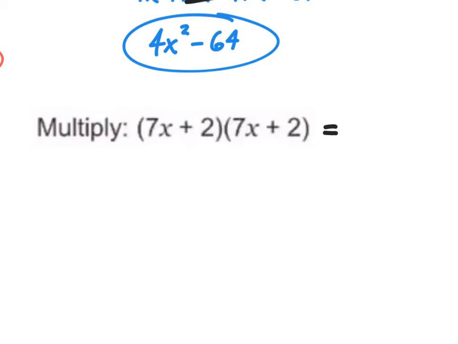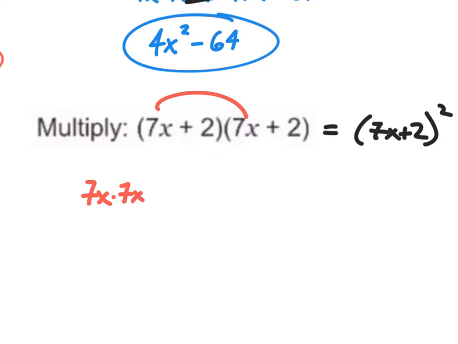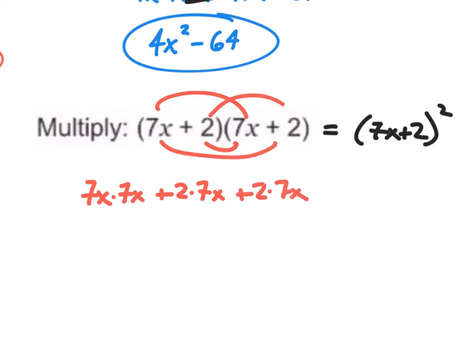I could rewrite this as 7x plus 2, the whole quantity squared, okay? But if we're going to multiply this out, then we need to write it as two binomials. So I'm going to do 7x times 7x, plus 2 times 7x, and then plus 2 times 7x, and then 2 times 2 on the outside.